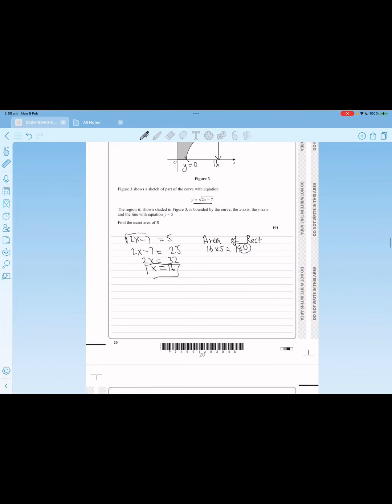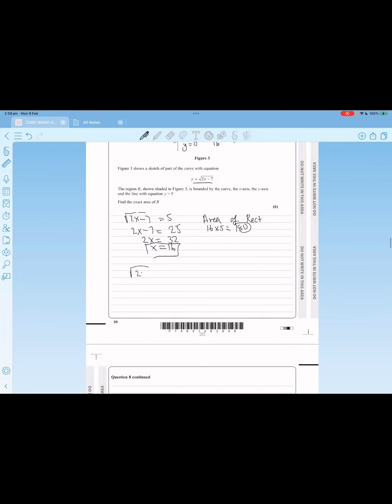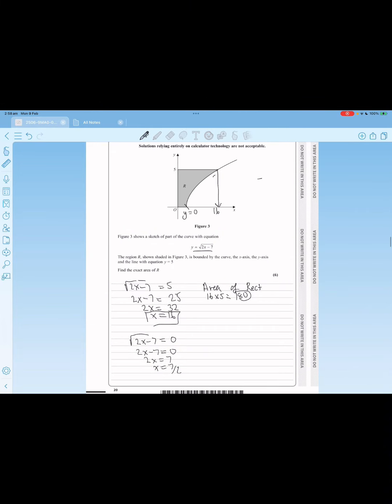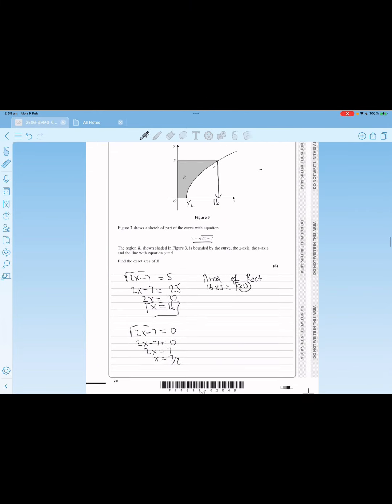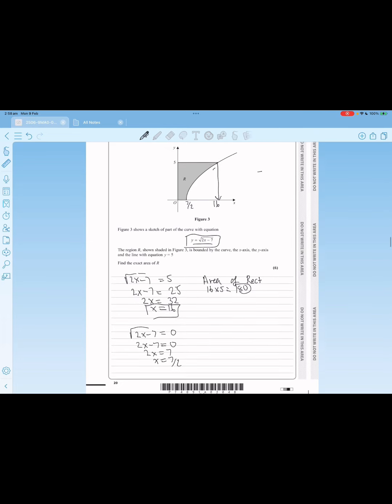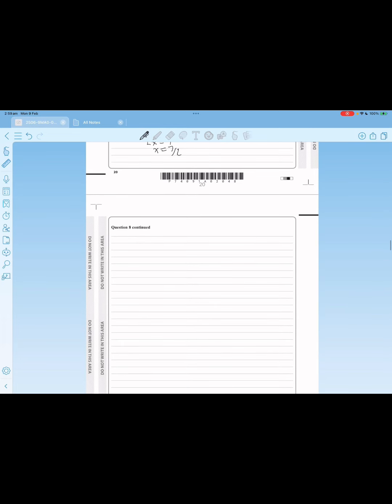Of the line root 2x minus 7. So when root 2x minus 7 is equal to 0, 2x minus 7 is equal to 0, 2x is equal to 7, x is equal to 7 over 2. So this point over here is going to be 7 over 2. Now I'm going to integrate this equation with the limits 16 and 7 over 2.